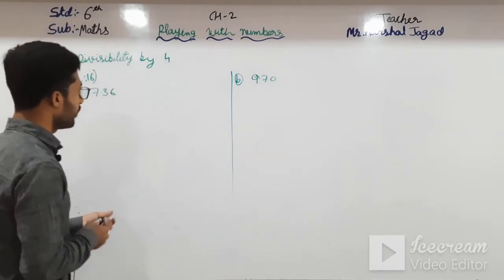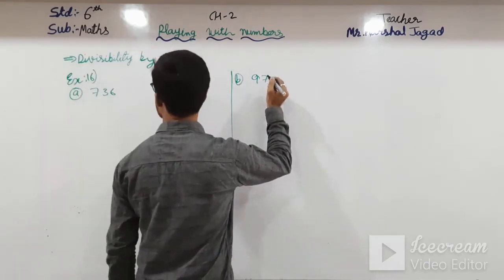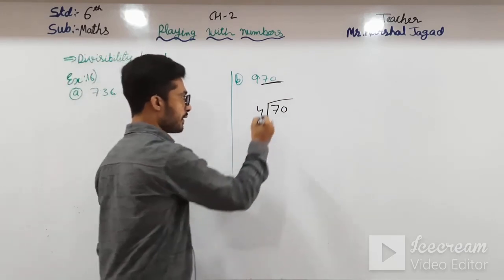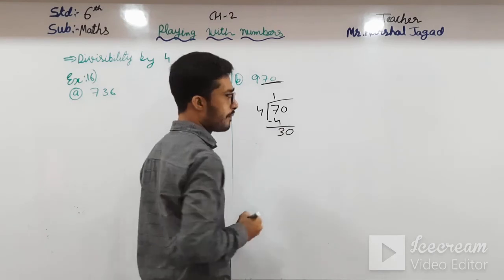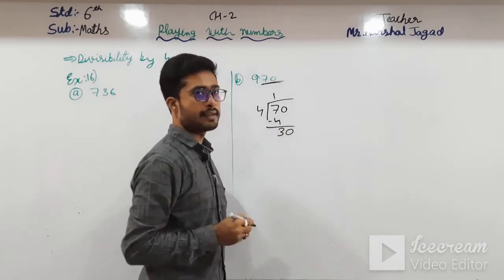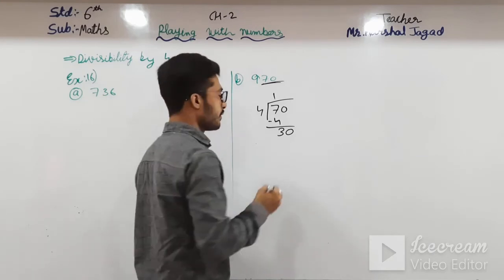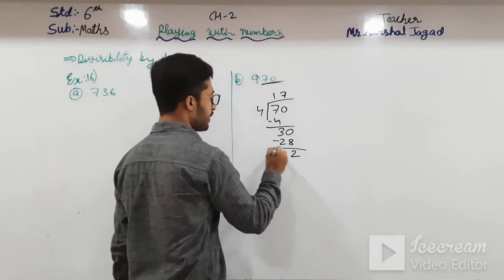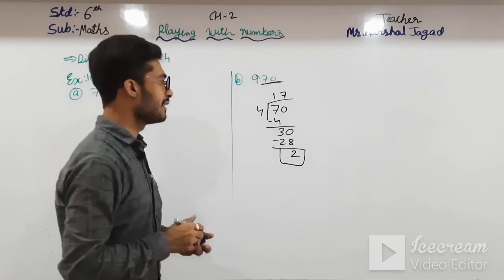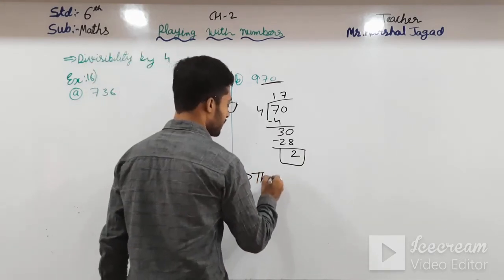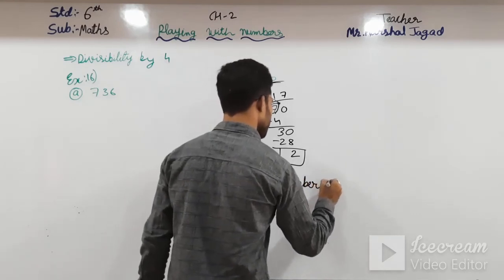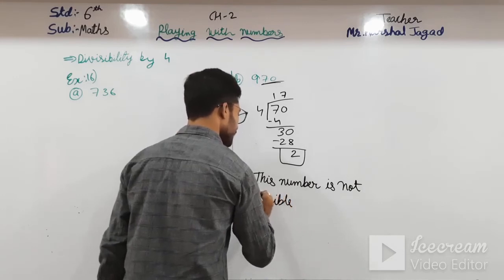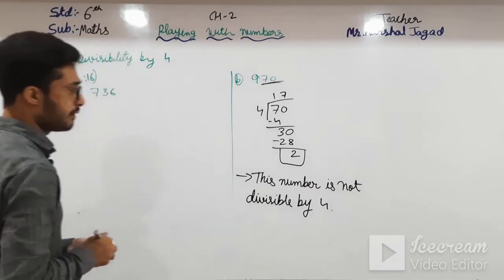So first of all we will go to example number 16b, that is 970. Is 70 divisible by 4 or not? 4 ones are 4, remainder 0. What will come? 4 5s are 20, 4 6s are 24, 4 7s are 28. Here 2 remains. Okay students, here the remainder is 2, so this number is not divisible by 4. Okay students, this number is not divisible by 4.